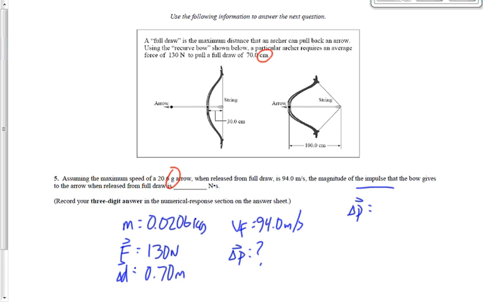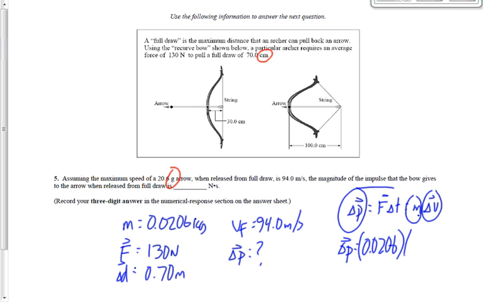I'm going to say F times T equals M times delta V. Solving for impulse, I got mass, pretty much have delta V, so let's go with that. M is 0.0206 times VF, 94, oh wait, what's VI? Yeah, 0, good. 0, we didn't write that down as a given, but it is 0 meters per second.